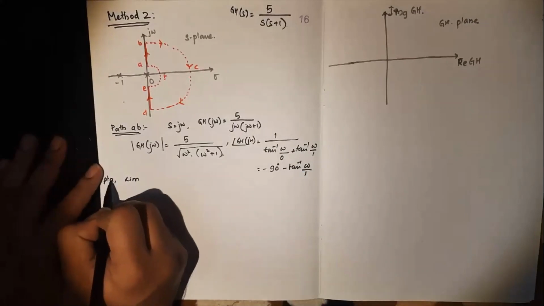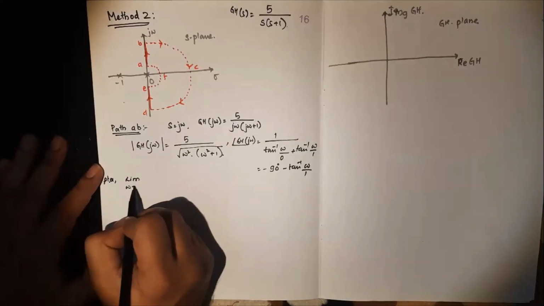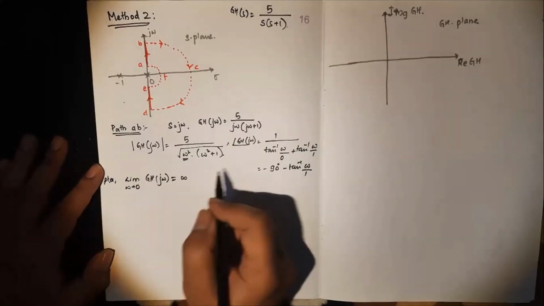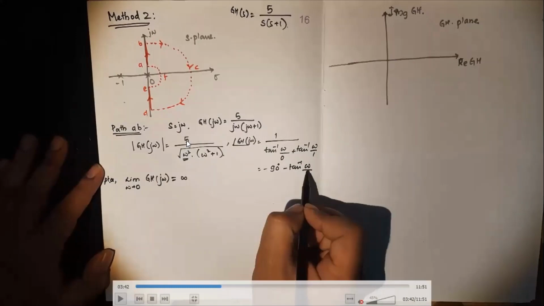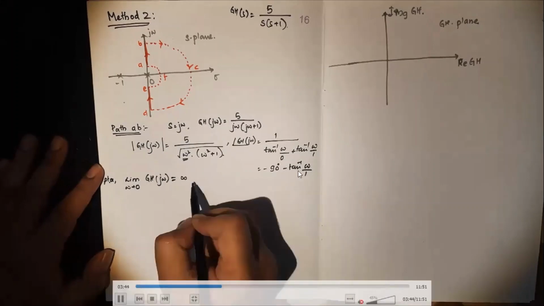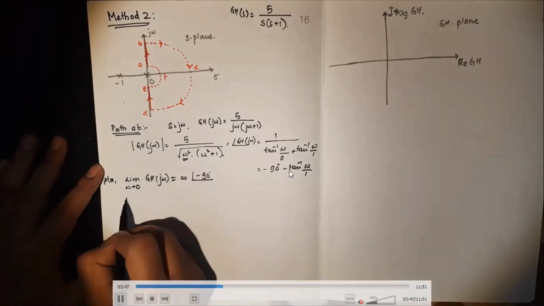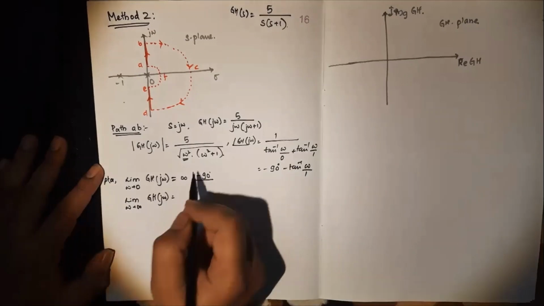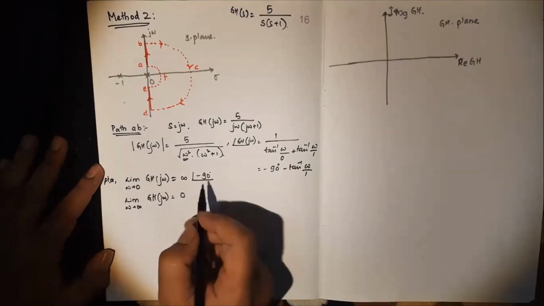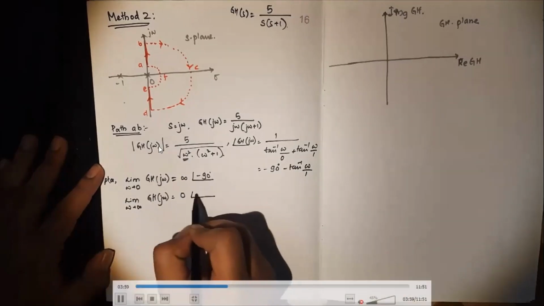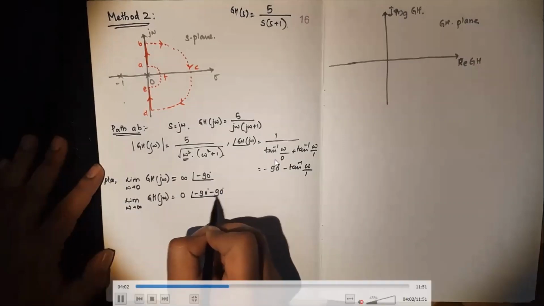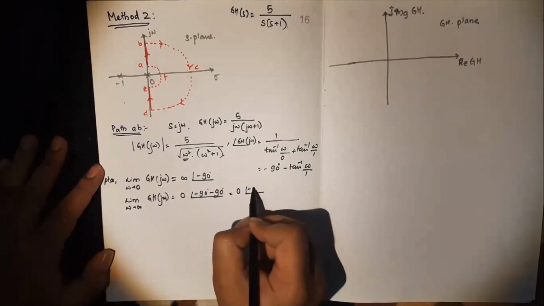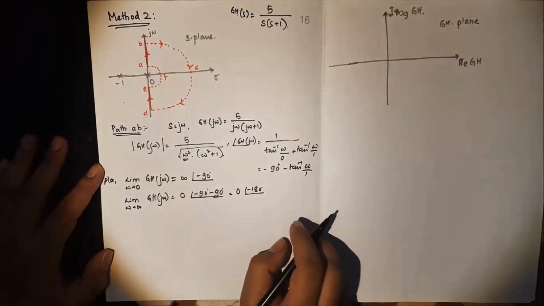First is point A, where we write limit as omega tends to 0 of GH of j omega. When omega tends to 0, the denominator factor is 0, therefore the gain will become infinity. Let us see the phase angle. The phase angle is minus 90, and tan inverse of 0 is 0, so the phase angle is minus 90. When omega tends to infinity, the denominator is infinity, so the gain is 0. What about the phase angle? The phase angle is minus 90 minus tan inverse of infinity, so both together it is minus 180.